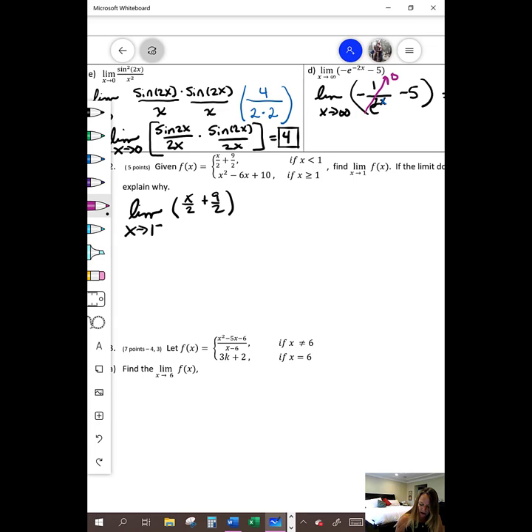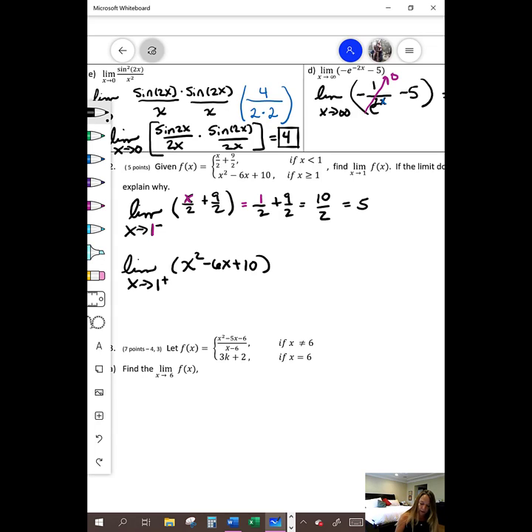So we're going to go in here, and wherever we see an x, we're going to plug in 1, and we get back 1/2 plus 9/2, which is 10/2, which is equal to 5. Now we want to look at the limit as x is approaching 1 on the right-hand side. Those are values for x greater than 1, and so we're going to use the equation x squared minus 6x plus 10 on that piecewise function.